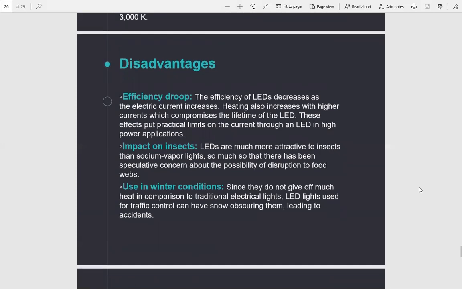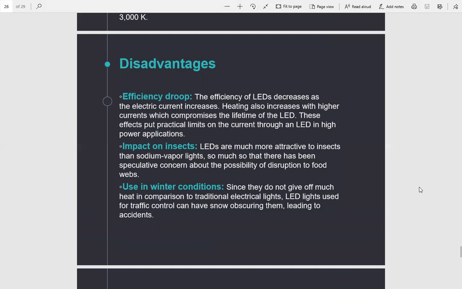Efficiency droop. The efficiency of LEDs decreases as the electric current increases. Heating also increases with higher currents, which compromises the lifetime of the LED. These effects put practical limits on the current through an LED in high power applications.